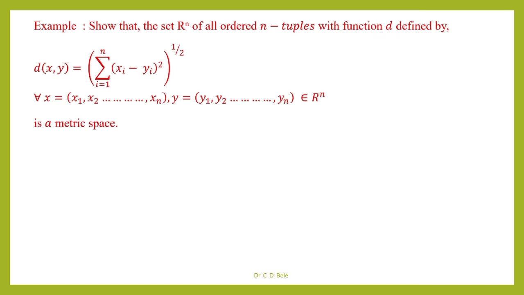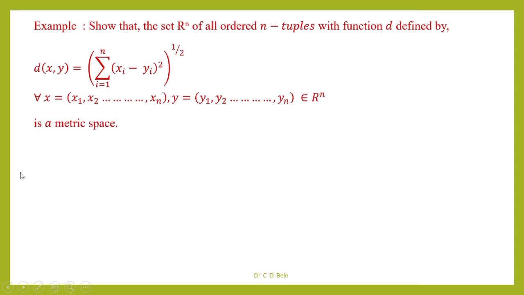Now the example: the set R raised to n, meaning all ordered n-tuples, with function d defined by d of x, y is equal to the summation of (x_i minus y_i) squared, i equal to 1 to n, raised to 1 half, for all n-tuples x equal to (x1, x2, up to xn) and y equal to the ordered n-tuple (y1, y2, up to yn). We have to prove this d is a metric.